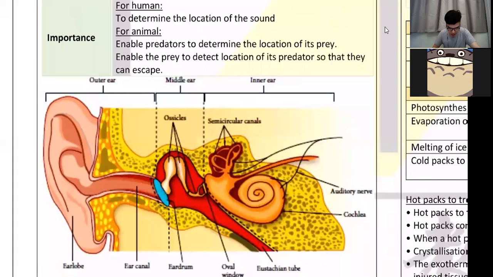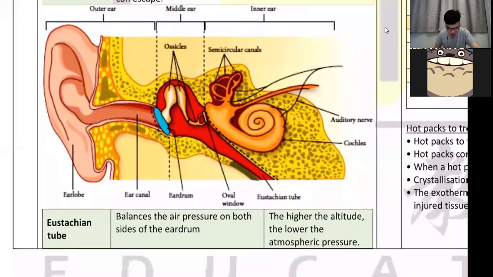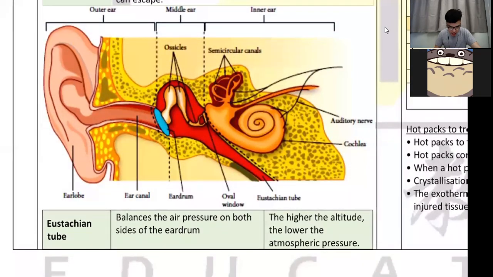Okay, so this is your ear. There's not much here besides the fact that you only need to know about your eardrum. This thing will vibrate when there's a sound. And then of course your cochlea. Your cochlea is the main part. It converts your sound into nerve impulses and sends a signal to your brain.